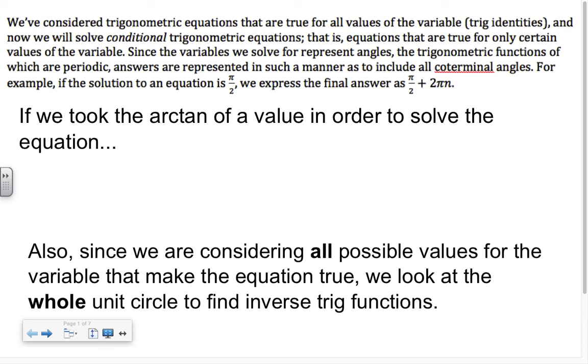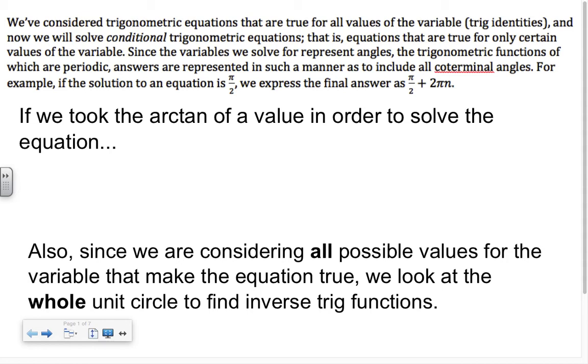We've spent some time showing that equations were true for all possible values of a variable in a trigonometric equation. Now we're going to solve equations where there are just specific values of the variable that make the equation true. One thing that we want to be cautious of is, because of the periodic nature of these trigonometric ratios, sine, cosine, tangents, etc., we need to make sure that we're including all of the coterminal angles to an angle that is our solution, so that we're addressing all of the solutions to the equation.